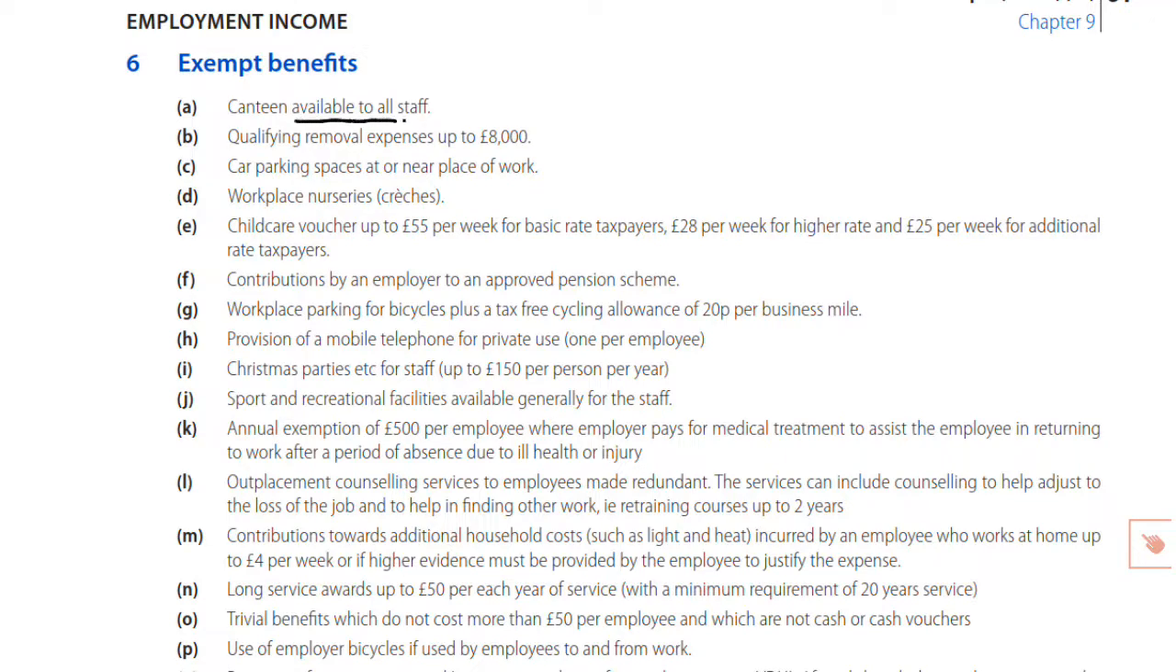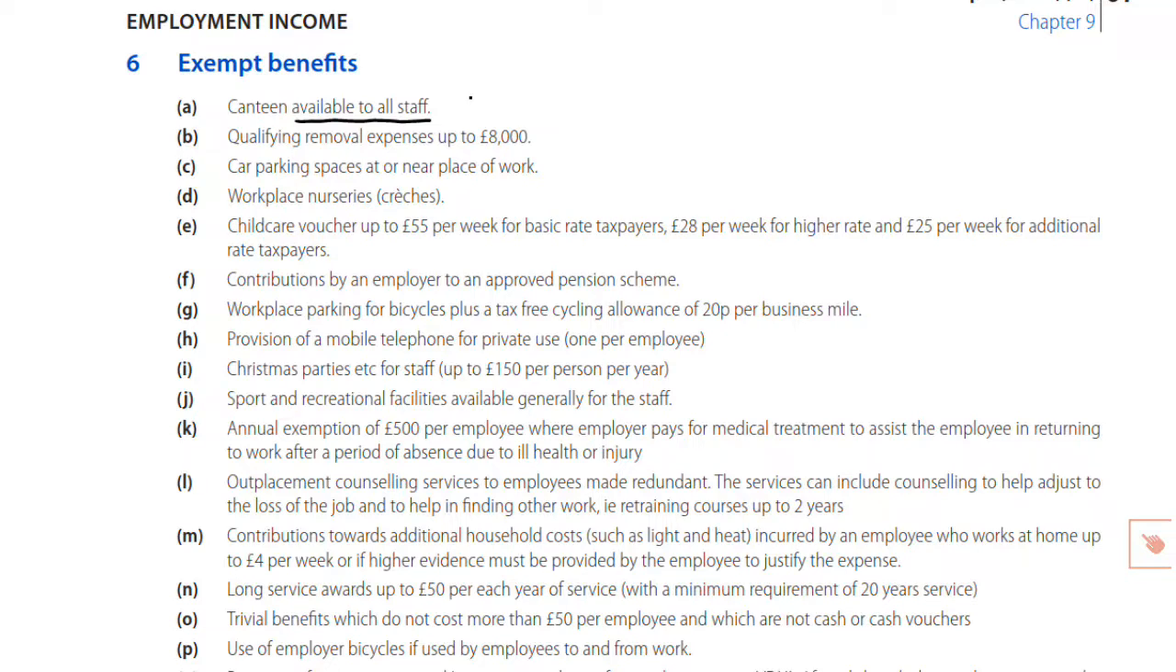Canteen available to all staff. Yeah, if the employer is providing canteen facilities, a cafe, restaurant, call it what you will, but canteen facilities for lunch for their employees, breakfast, whatever it might be, then as long as provision is made to all staff, that is an exempt benefit.